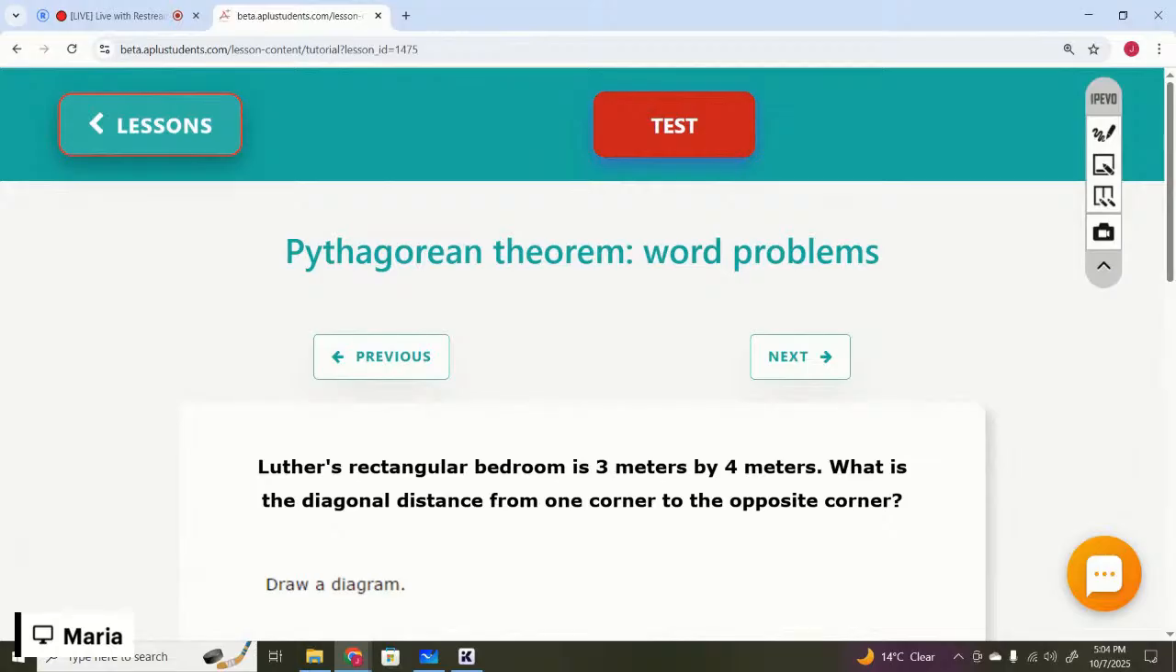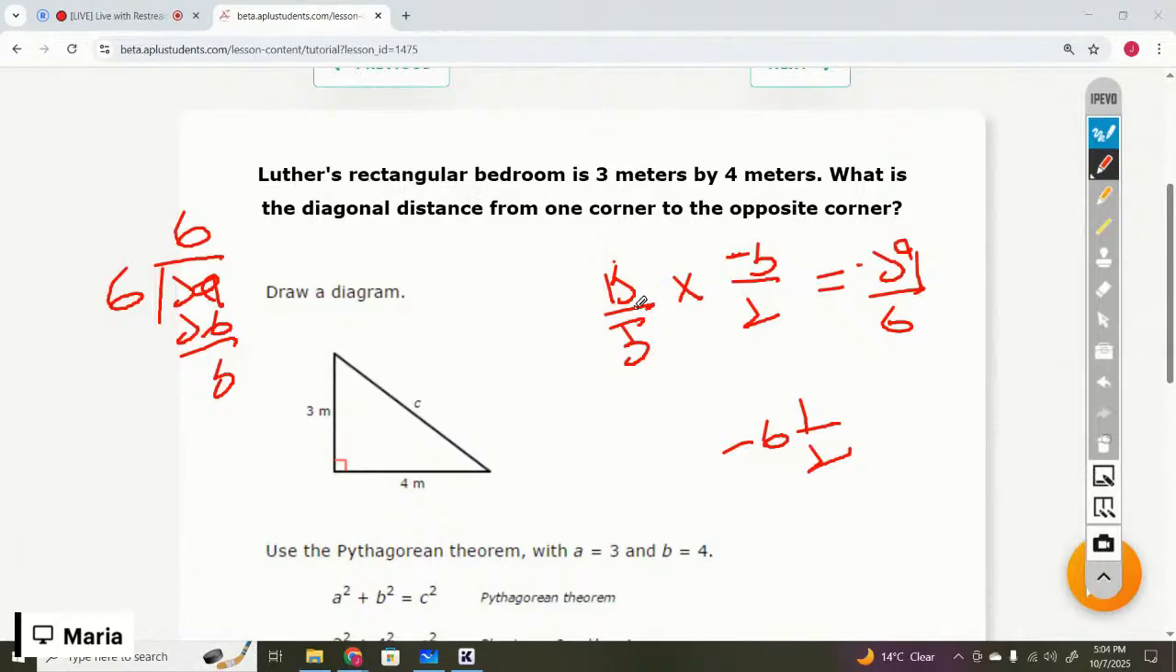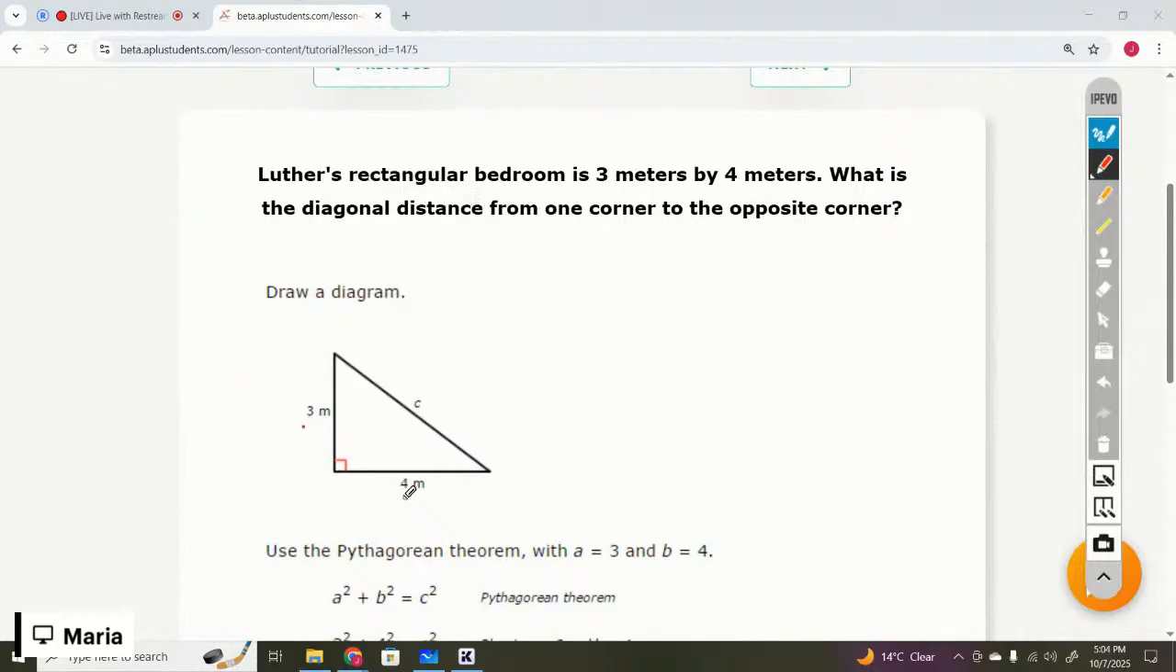So let's just start with the first example, that is Luther's rectangular room, 3 meters by 4 meters. What is the diagonal distance from one corner to the opposite corner? So the room is rectangular. We need to find the diagonal distance from one corner to the other. So that is 3 meters and 4 meters. So C is the diagonal distance, right? So basically this is a right angle triangle. So how do we solve right angle triangles?